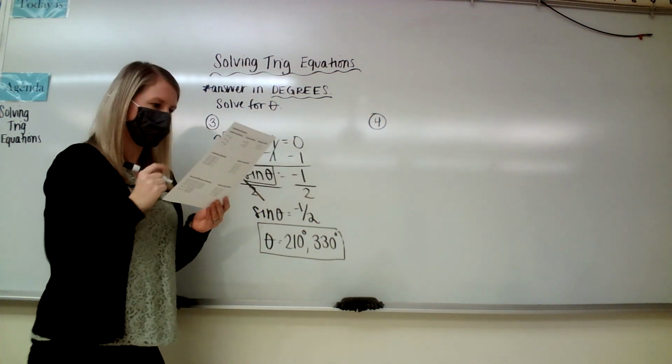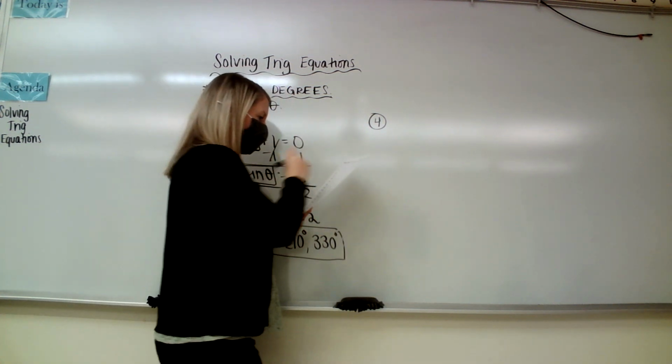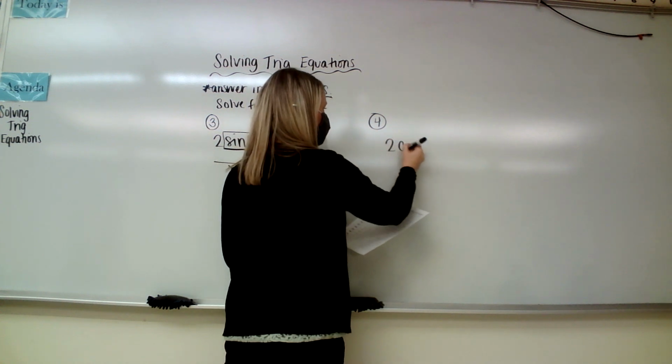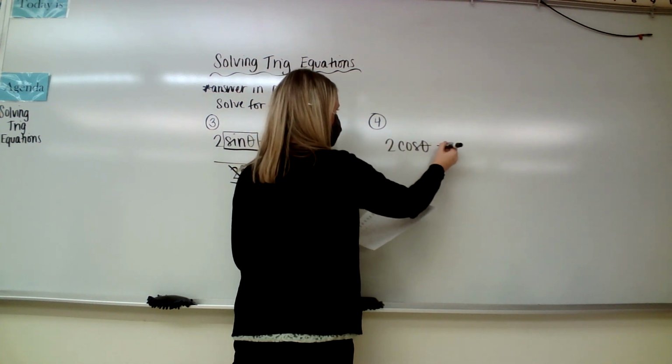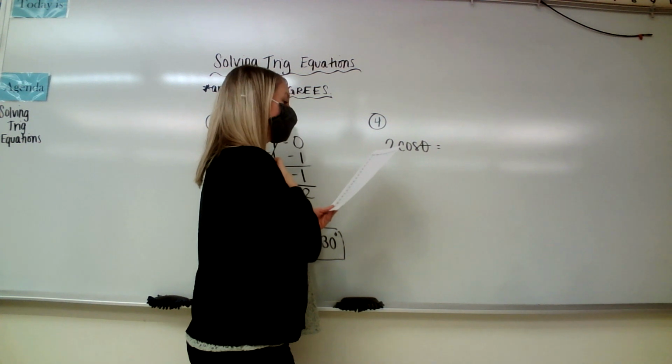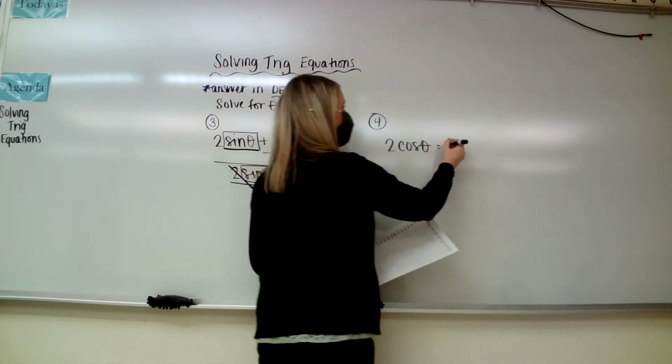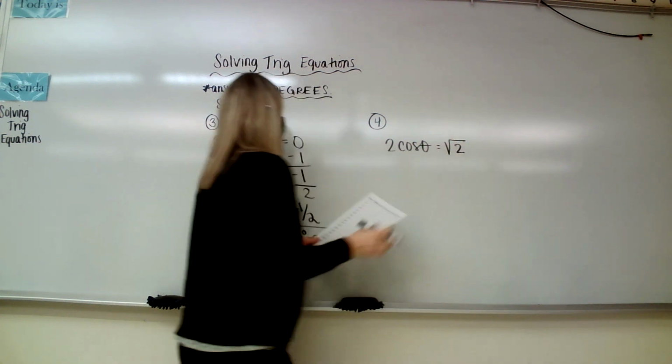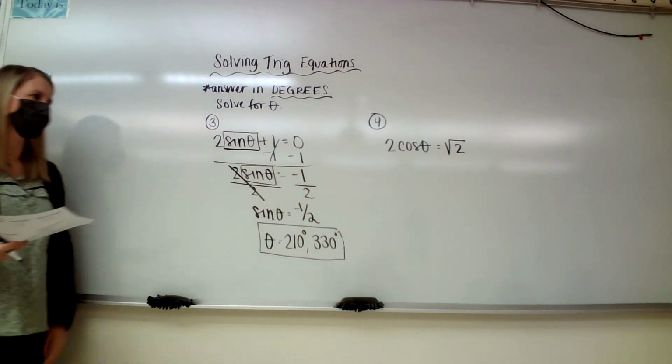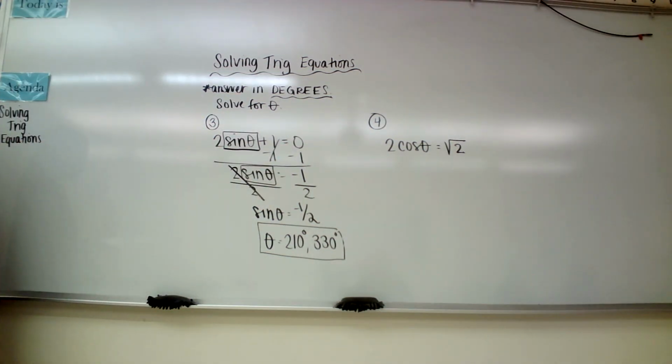Let's do 2 cosine theta equals root 2. I feel like all the ones have it equal to 0, but it doesn't necessarily have to be that way. So this one's equal to root 2, not a big deal.